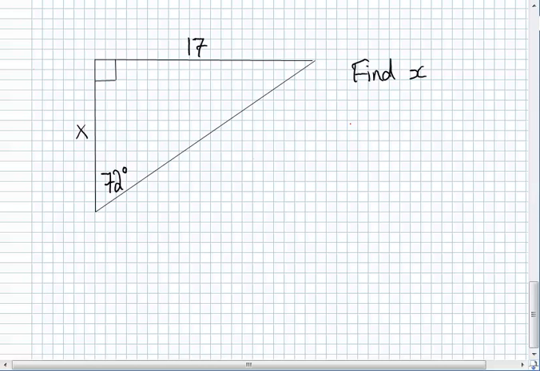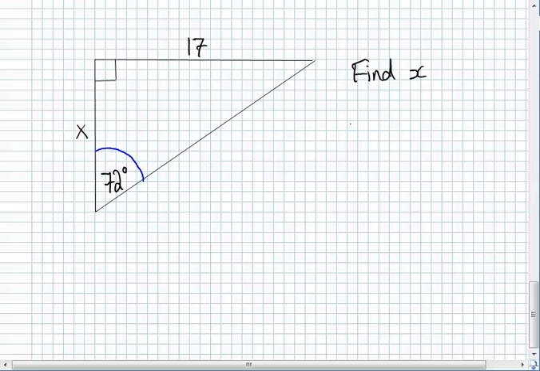Alrighty, folks, we are going to solve this problem from Friday. First of all, if you don't already have this down, pause the video, draw the diagram in your notes, and write out the tangent ratio for the 72-degree angle, and I'll show you the answer in 3 seconds.